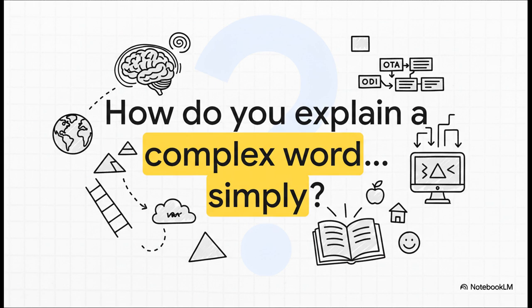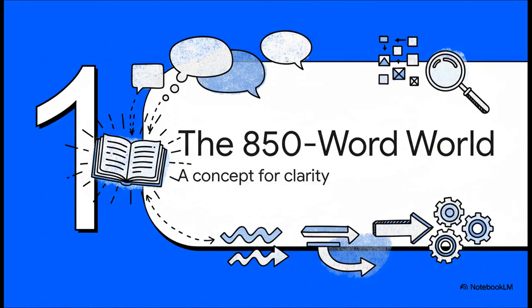All right, let's just jump right in with a little thought experiment. Imagine you have to explain a really big, complex word, not to an expert, but to someone who's brand new to the language. Or, hey, even to a computer. How do you do it? How do you strip away all the fluff and get down to its absolute bare bones meaning? Well, believe it or not, the answer might just be found in something called the 850-word world.